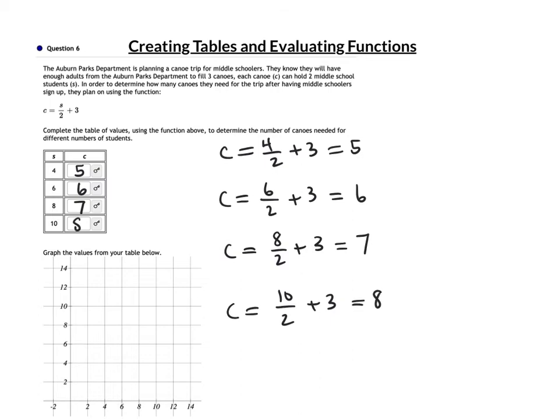Notice the patterns in the table. That's because this is linear. We're going up by 2 on this side and by 1 on that side. Let's graph it. 4, 5. S is my X and C is my Y. So this is S for students and this is C for canoes. 4, 5 would be over 4, up 5.